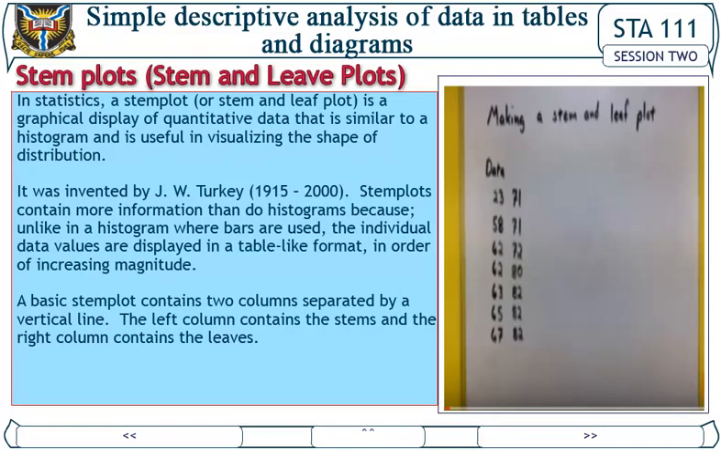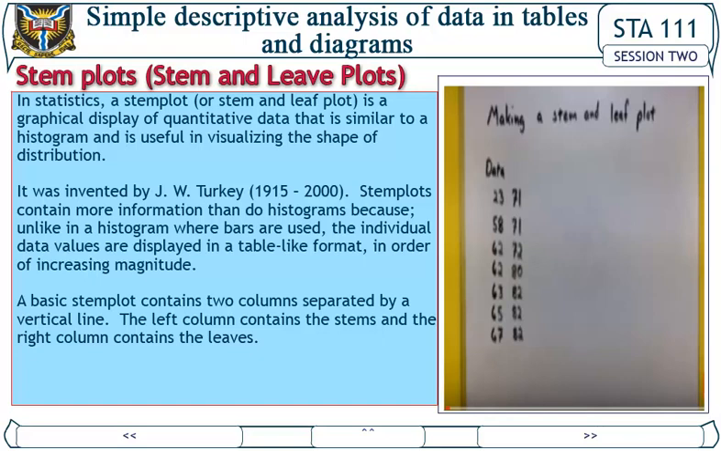Stem plots, stem and leaf plots. In statistics, a stem plot or stem and leaf plot is a graphical display of quantitative data that is similar to a histogram and is useful in visualizing the shape of distribution. It was invented by J. W. Tukey, 1915 to 2000. Stem plots contain more information than do histograms because, unlike in a histogram, where bars are used, the individual data values are displayed in a table-like format in order of increasing magnitude.